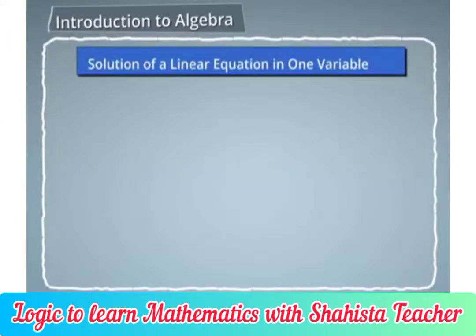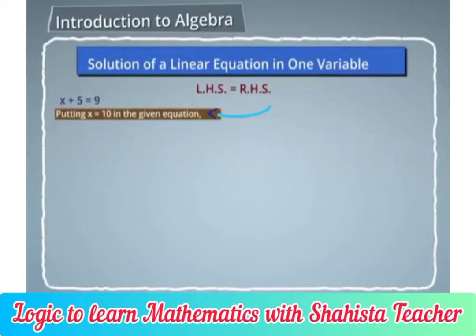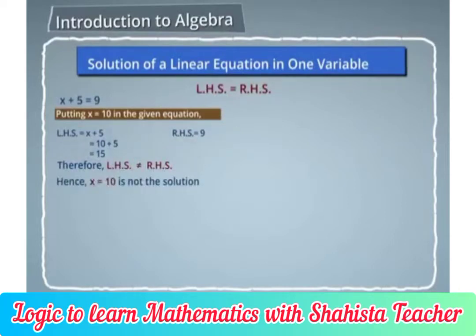Now, solution of a linear equation in one variable. Left hand side and right hand side should be equal. If they are equal, then only the condition is satisfied. Now here the equation is x + 5 = 9. Putting x = 10 in the given equation, LHS is x + 5 and RHS is 9. In the place of x we will put 10. 10 + 5 is 15. Now 15 is not equal to 9. That means LHS is not equal to RHS. So x = 10 is not the solution.